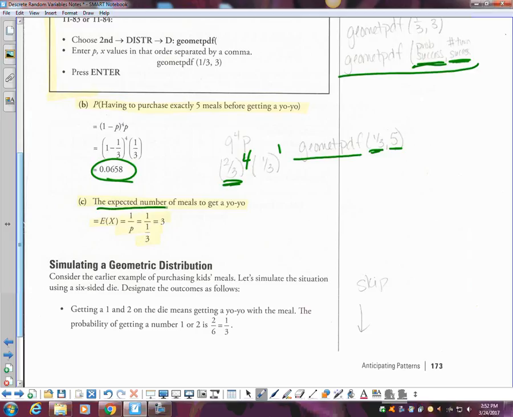The expected number of meals to get a yo-yo, 1 over p, but again, show it: mu equals E of X, 1 over p, so 1 over 1/3, that's the probability of a success. So on average, my expected number of meals I'm going to have to buy to get a yo-yo is 3, which makes sense. If there are 3 different toys, the expected number of meals you'd have to buy would be 3 before you get a yo-yo.